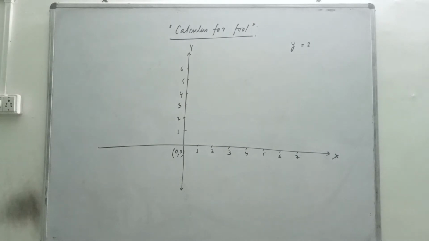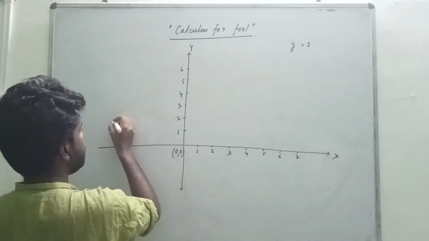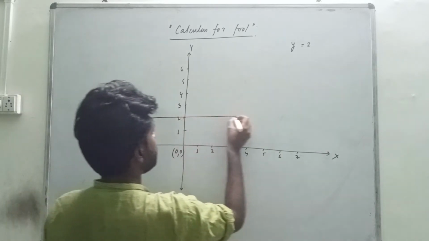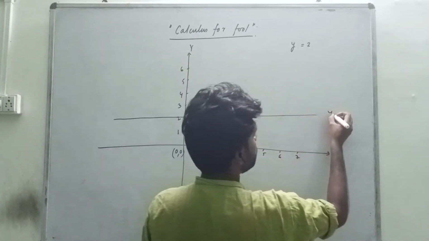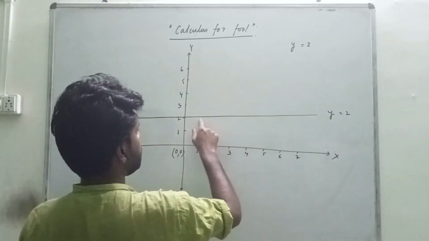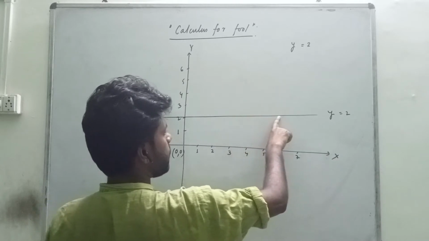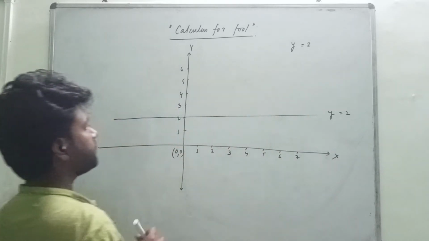So what will be the graph of y equals 2? It is very simple. This straight line represents y equals 2, because all of the points on that straight line are at the same height, y equals 2. Okay.